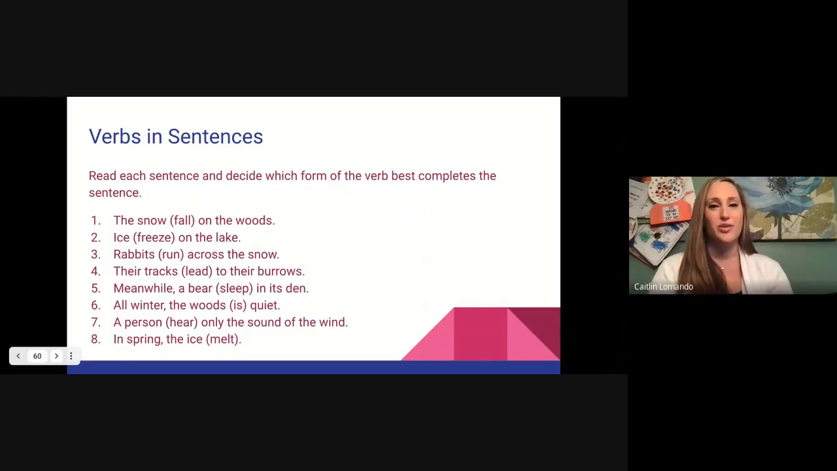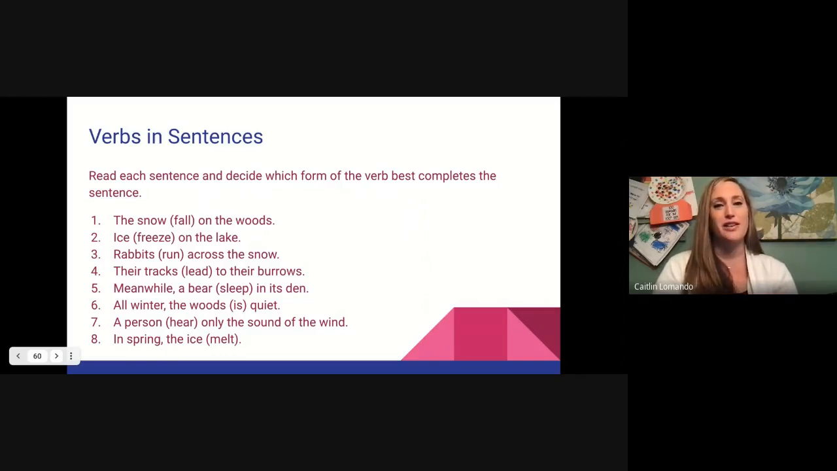Rabbits run across the snow. What do we need to do with the verb run so it agrees with the subject? We leave it like that. Rabbits is plural, so we say rabbits run. Number 4, their tracks lead to their burrows. What do we do to the verb lead to make it agree with the subject tracks? We're going to leave it as is. Their tracks lead to their burrows. The verb already agrees with the subject.